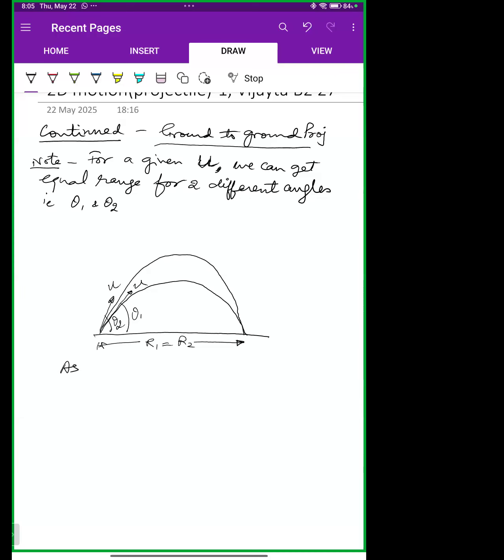Same range, but two different angles. Same U, same R, two different angles. That means as R1 equal to R2 and U is same in both cases. So U squared sine 2 theta 1 upon G is equal to U squared sine 2 theta 2 upon G.